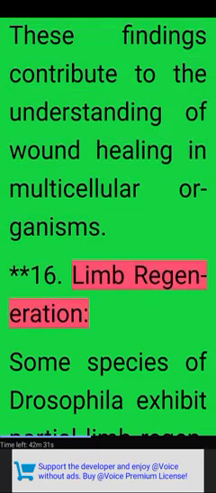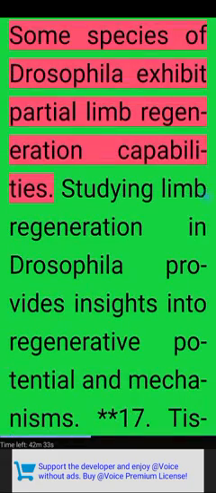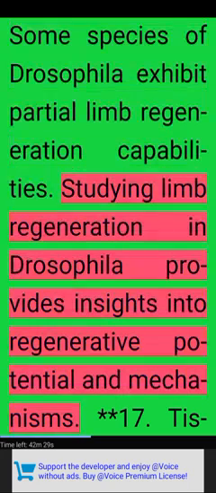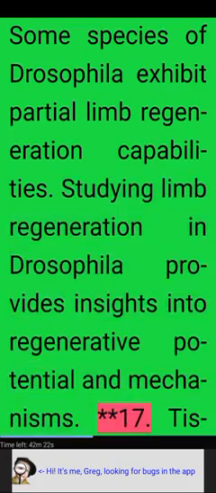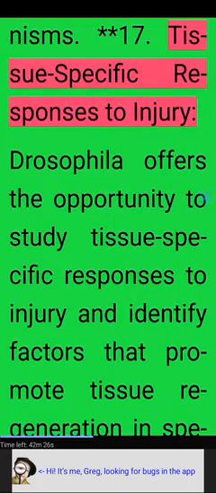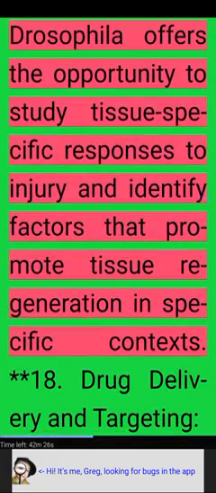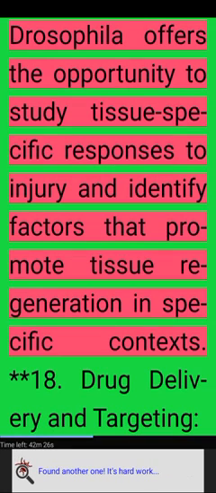16. Limb regeneration. Some species of Drosophila exhibit partial limb regeneration capabilities. Studying limb regeneration in Drosophila provides insights into regenerative potential and mechanisms. 17. Tissue-specific responses to injury. Drosophila offers the opportunity to study tissue-specific responses to injury and identify factors that promote tissue regeneration in specific contexts.